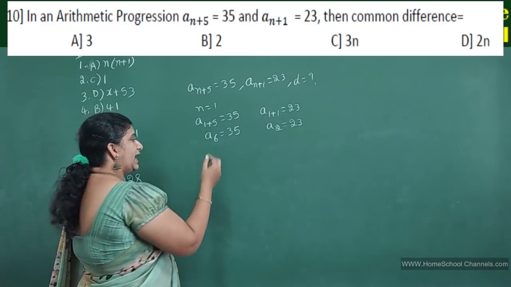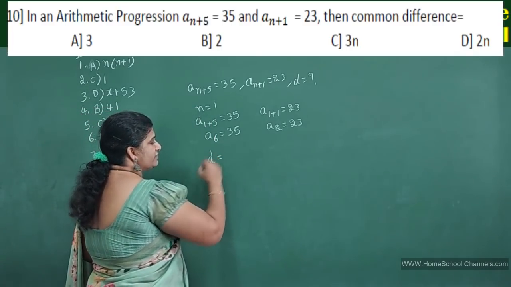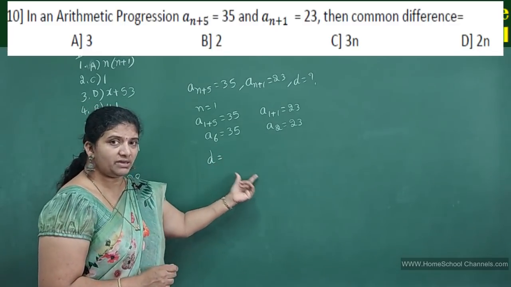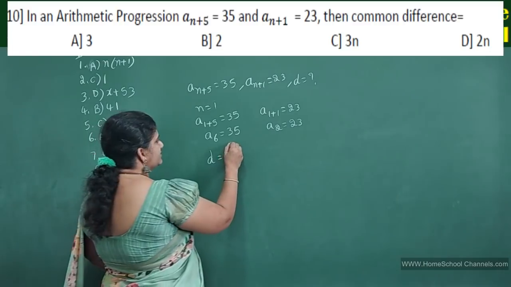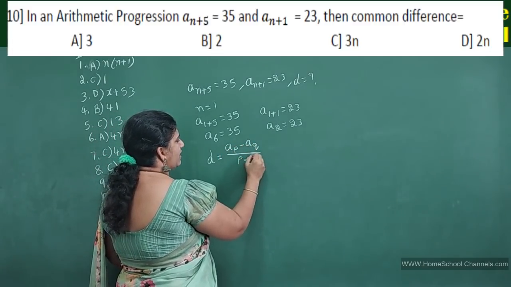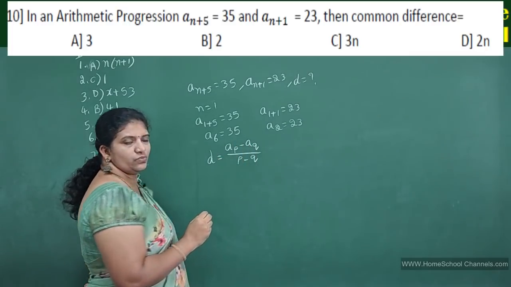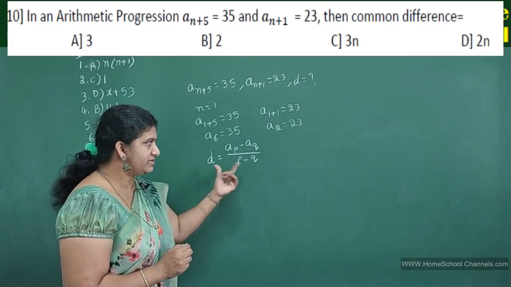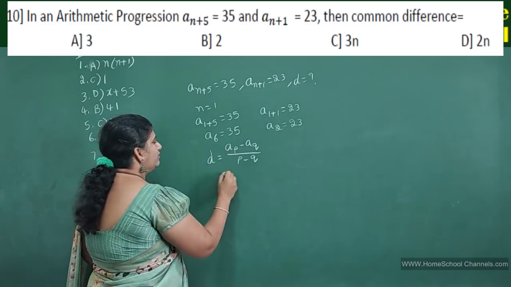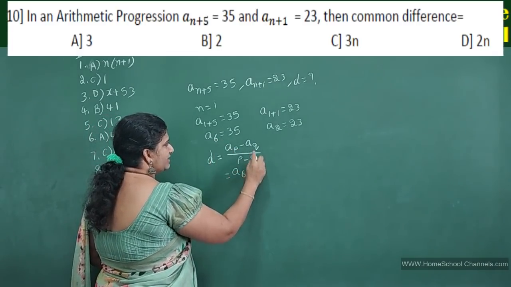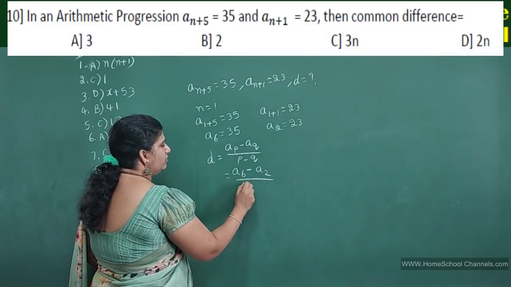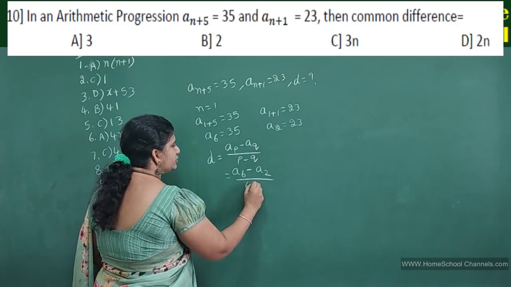So, directly you can go for this formula. Do you know? d is equal to (ap minus aq) by (p minus q). That is (ap minus aq) by (p minus q). This is one way of finding the common difference. Try to remember. What is ap? I go with the bigger number here, a6, minus aq, which is a2. And what is the p value? 6. The q value is 2.